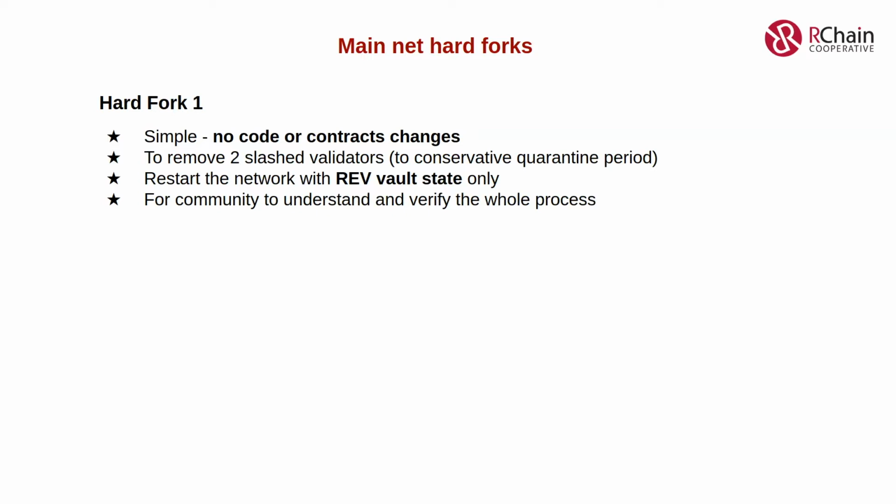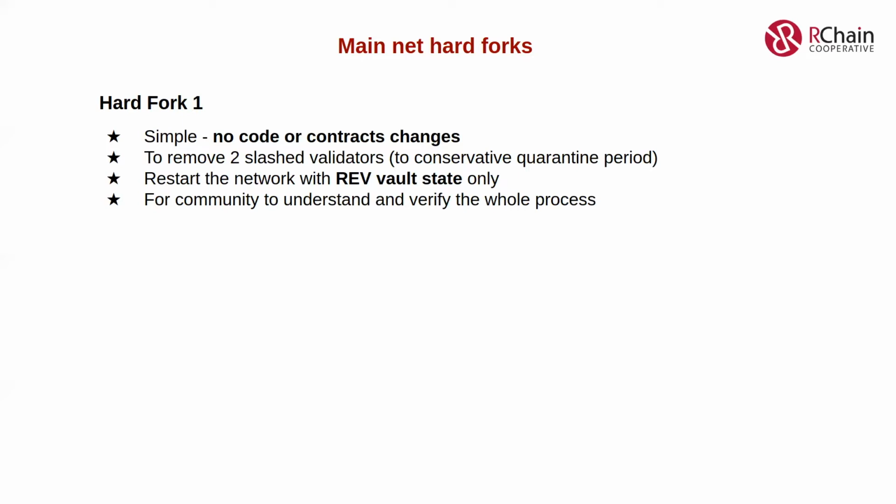So in the first one, it's basically very simple. We are not doing any code or contract changes. What we will change in the first hard fork is just to remove two slashed validators that we have in the bonds map in POS, because they are preventing us from working with the last finalized state in an easy way, how it's meant to be working.